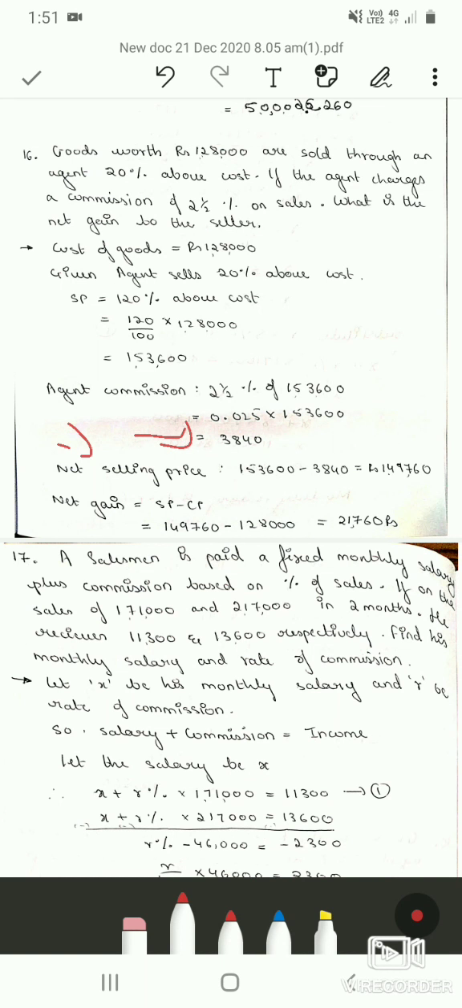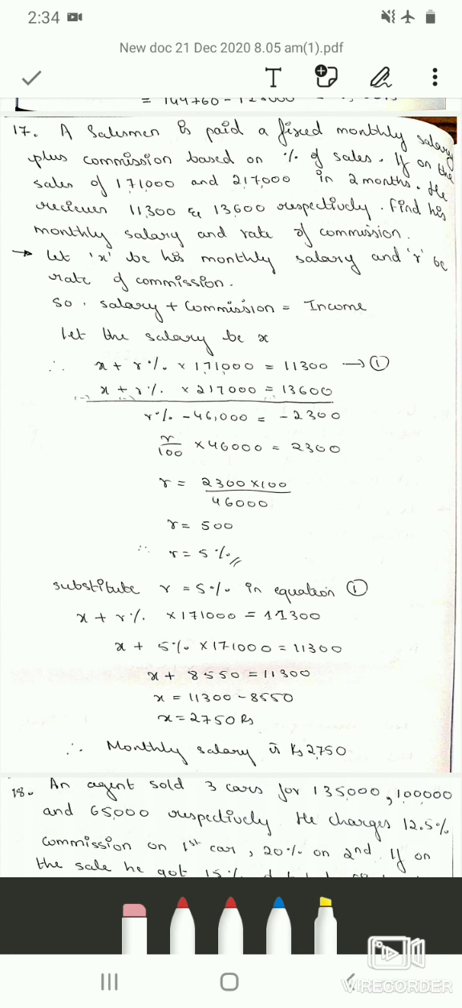So now the net selling price would be the selling price minus commission, which is 1,53,600 minus 3,840, which is 1,49,760 rupees. In the question they have asked for the net gain, that is the profit, which is nothing but selling price minus the cost price, which is 1,49,760 minus 1,28,000. So therefore the seller gets a net gain of 21,760 rupees.